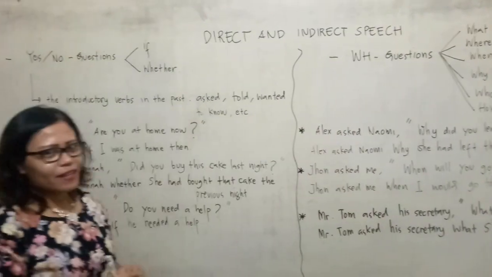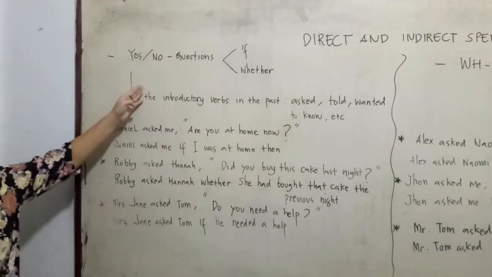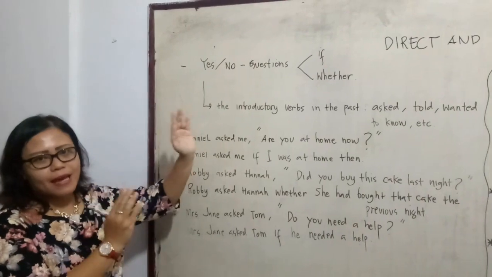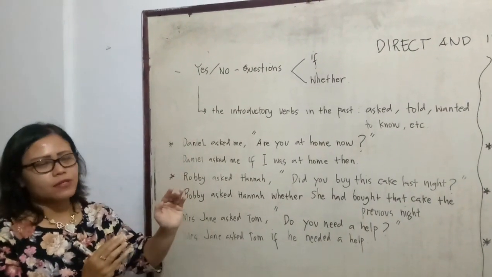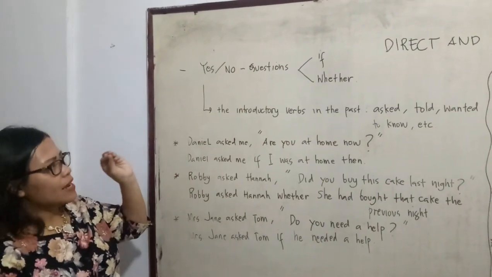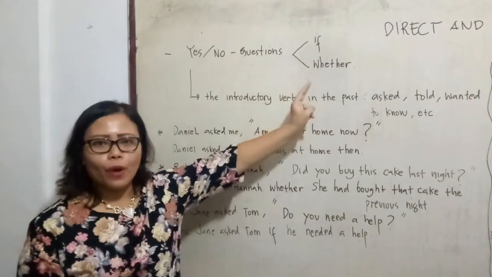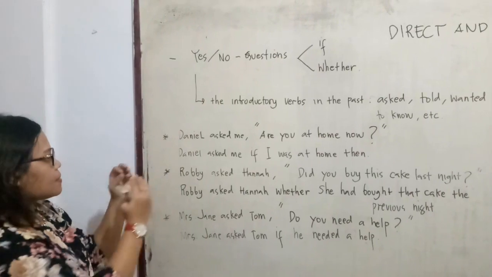Okay, now please look at here. It is yes/no questions. Yes/no questions need a response of yes or no as the answers. If you want to change the direct into indirect, we need if and whether. Okay, please look at this.